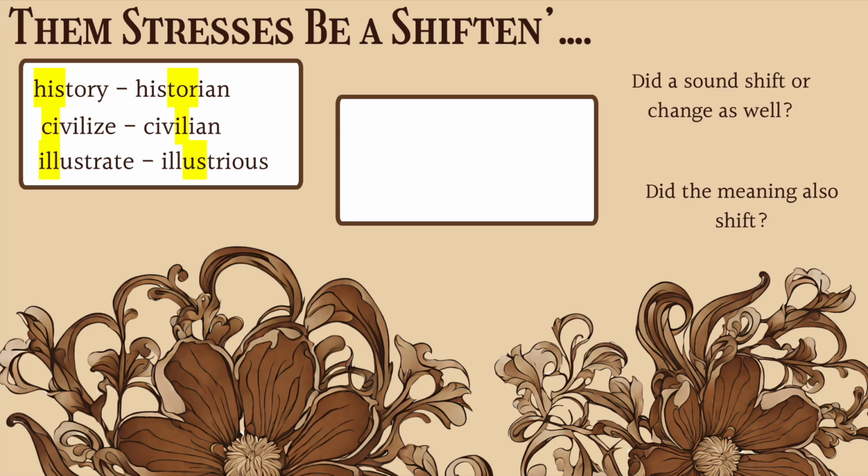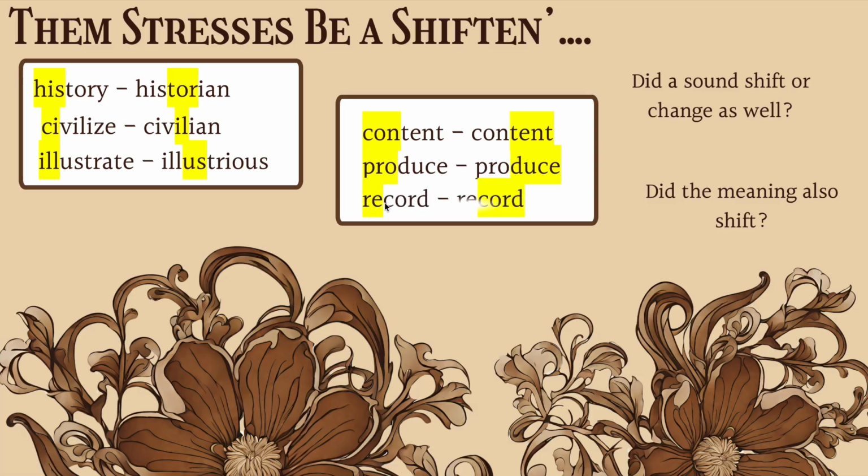Sometimes you get a little bit more of a schwa in there. Illustrate, illustrious. Now those ones are a little harder to see. You just feel the emphasis move a little bit. These ones are very much changing the meaning as well as some of the pronunciations, because you have content and content. You have produce and produce, or record and record. Totally different meanings because we've shifted the stress of the word and slight pronunciation.